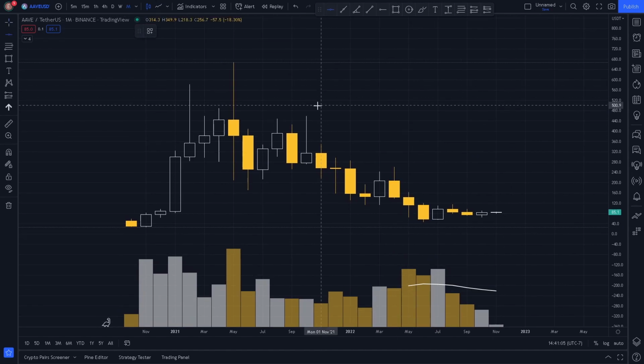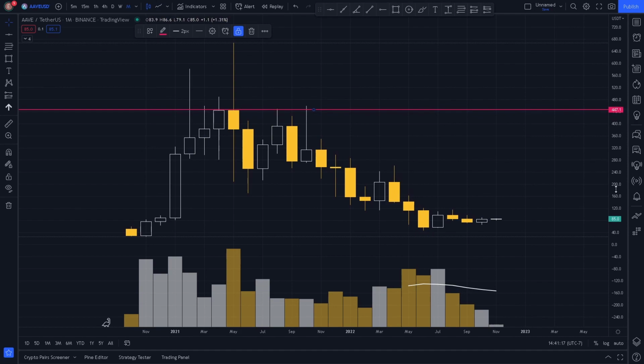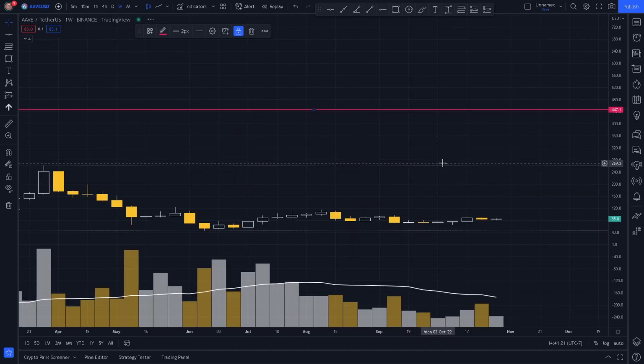The first level we can notice is our swing high here. So we plot it on the chart and we notice multiple reactions to the level. Let's go ahead and hop to the weekly so we can see more price action.